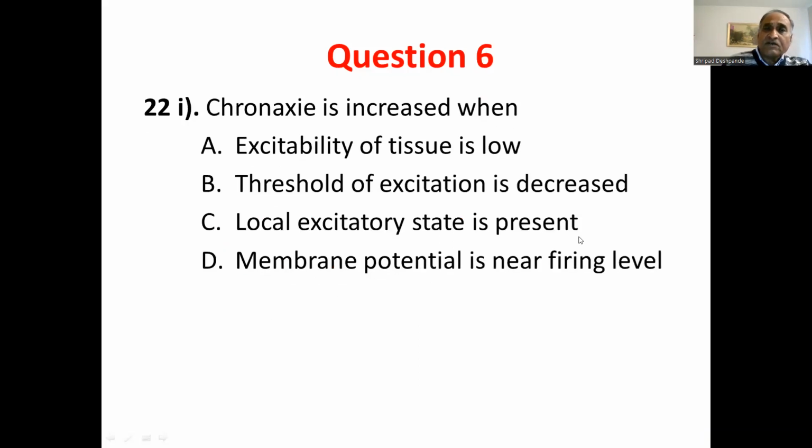Next question, question 6. Chronaxie is increased when: A, excitability of tissue is low. B, threshold of excitation is decreased. C, local excitatory state is present. D, membrane potential is near firing level.